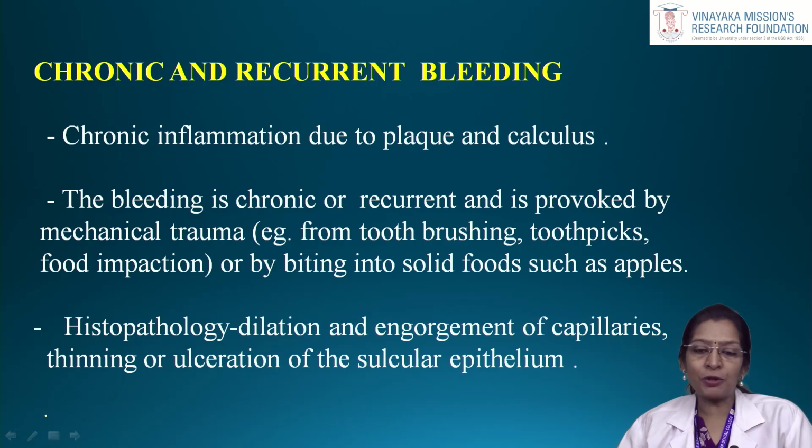Chronic inflammation is because of the plaque and calculus, and it causes bleeding. The bleeding is chronic or recurrent and is even provoked by mechanical trauma like tooth brushing, toothpicks or food impaction. We already saw the histopathology behind the gingival bleeding. It is because of the dilatation and engorgement of the capillaries and thinning or ulceration of the sulcular epithelium.